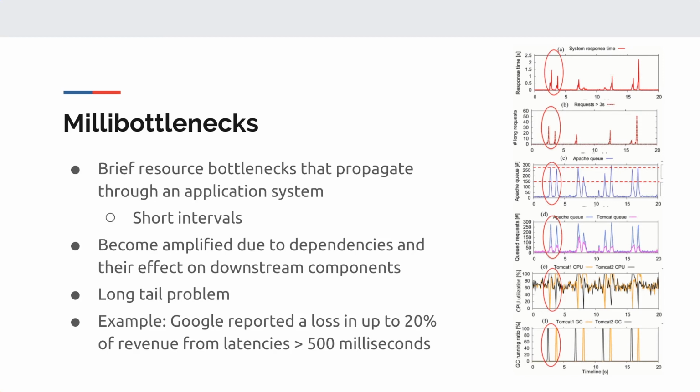Understanding the long tail problem and why it occurs is really important for companies. For example, Google reported a loss of 20% of revenue from latencies greater than 500 milliseconds. And there's been a lot of work investigating these on bare metal deployments, but we're really interested in looking into millibottlenecks in containerized deployments using technologies like Docker.